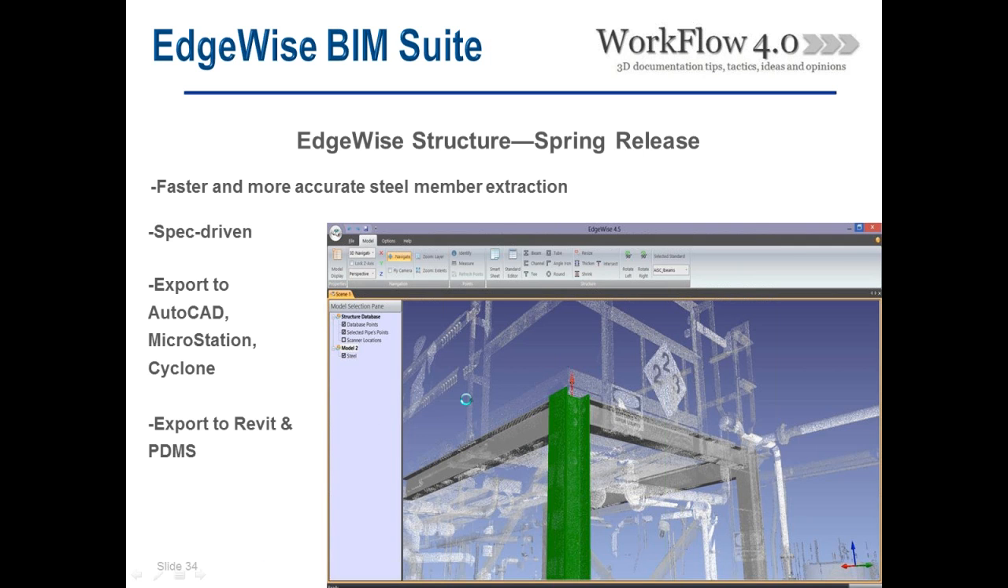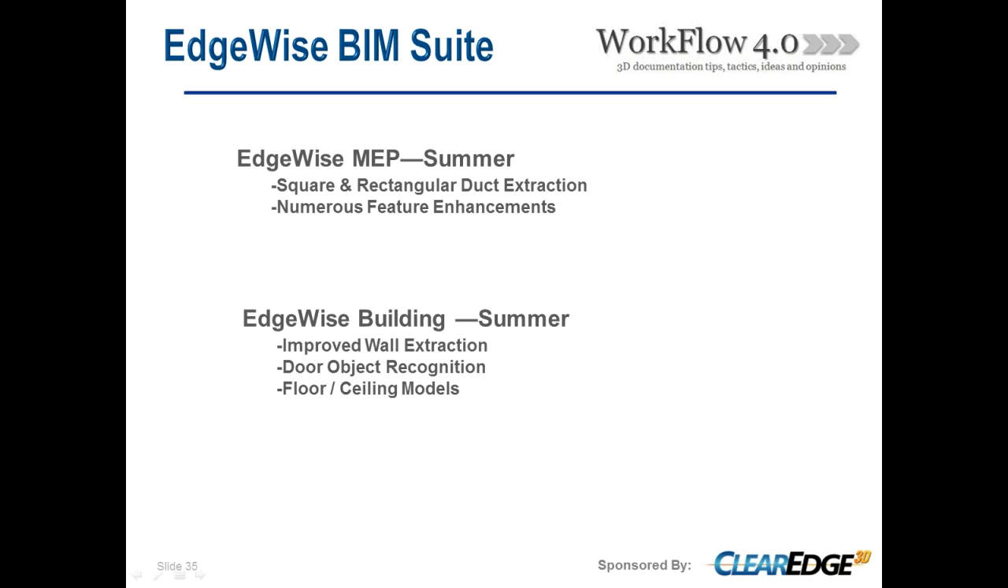Kevin, can you move to the next slide for me? So that's edgewise structure. That's coming out here in the next couple of months. In the summer time frame, we're going to be adding on to our existing BIM suite. In the MEP arena, the most noticeable thing is going to be the extraction of square and rectangular ducts. Again, we've had a lot of people ask for this. And we're going to be able to leverage the same technology that we're using with structural steel to do this. Now all that's left is getting it to talk to Revit, which will be fun.